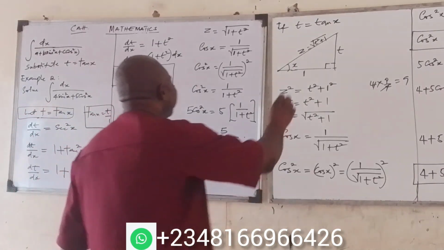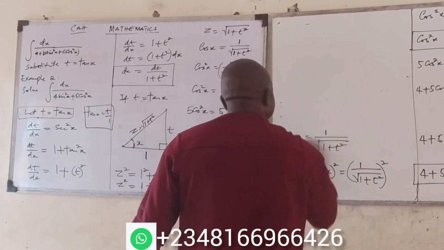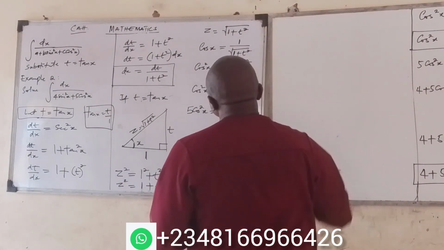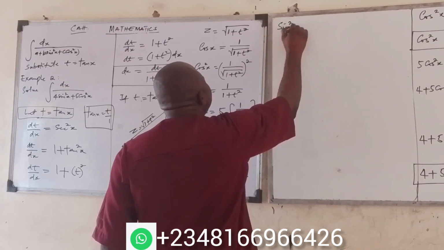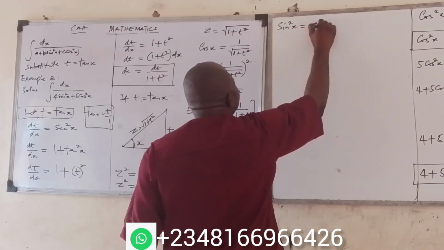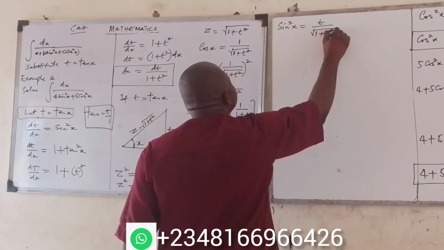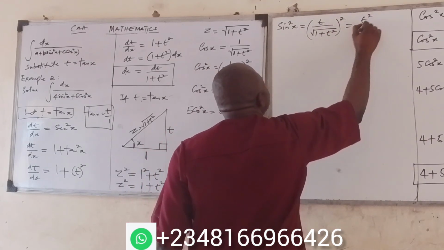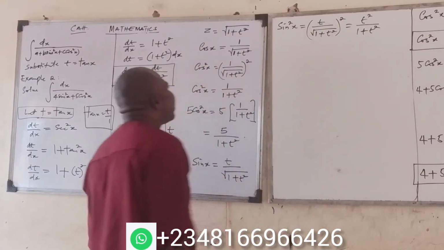Now let's see the value of sine squared x. So if sine x is equal to this, it means sine squared x will be equal to, we have T all over the square root of 1 plus T squared, all squared. And that will give us T squared all over 1 plus T squared. Yes, that's the value of sine squared x.